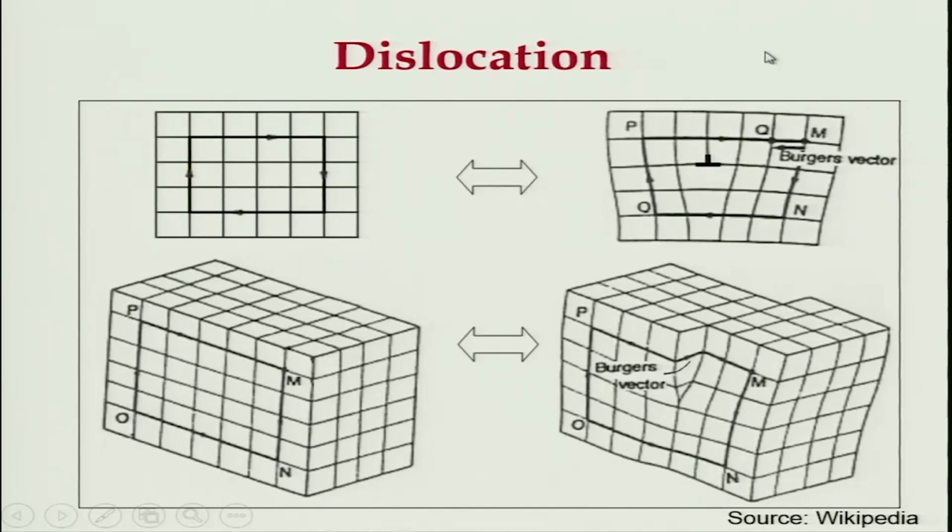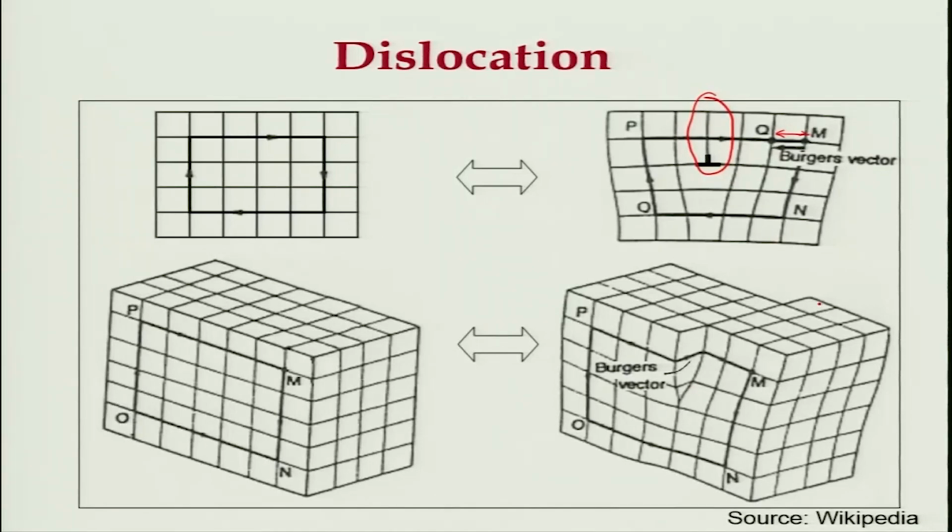But if it is an imperfect crystal, suppose you have this extra row of atoms here. This is an extra row of atoms, okay. Then when you go from M to N, N to O, O to P and then if you want to go back from P to M, you have to take this extra step, because the number of steps that you took from N to O is equal to the number of steps from P to Q. So, to go from Q to M, you have to take this extra step, and this extra step is the Burgers vector. And so, this is the edge dislocation.